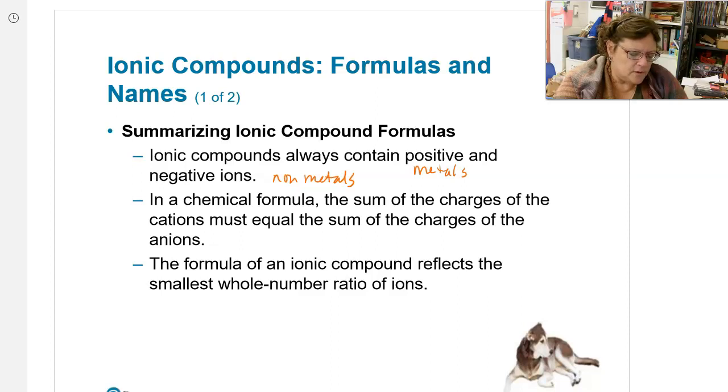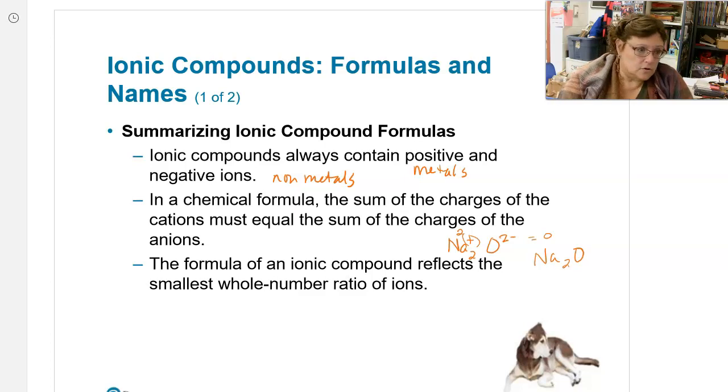In a chemical formula, the sum of the charges of the cations must equal the sum of the charges of the anions. So if you put sodium together with oxygen, oxygen has a -2 charge. You would need 2 sodiums in order for those charges to add up to be 0. So we would write it Na2O. I call this the law of zero charge.